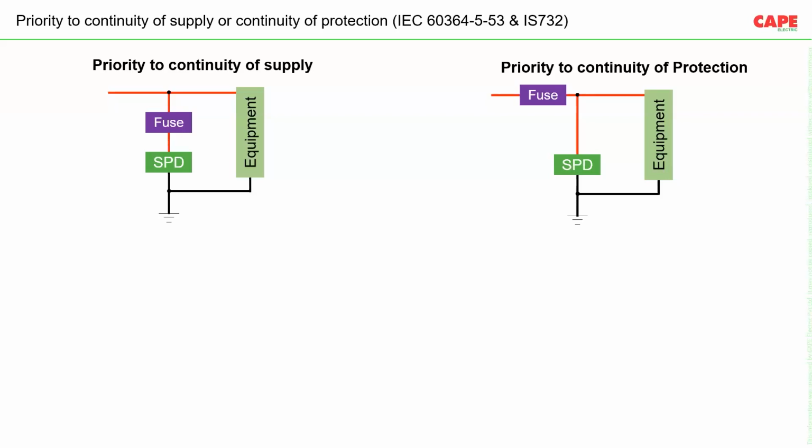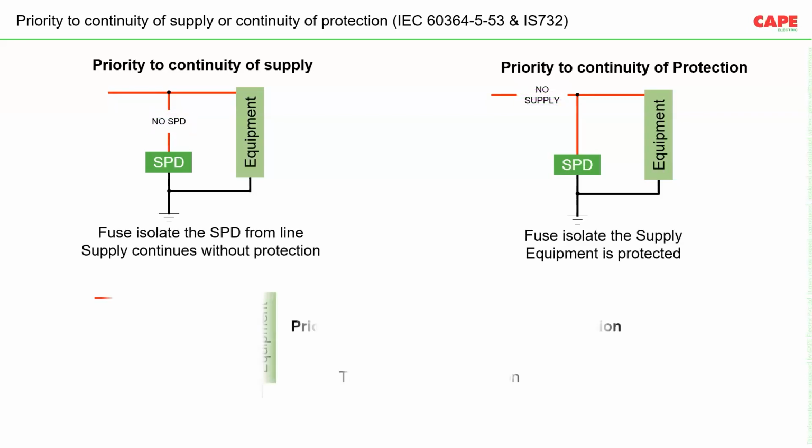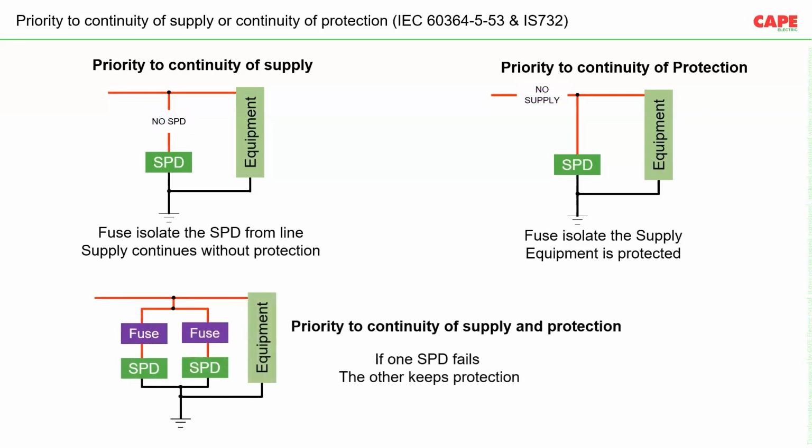So these are the two basic uses of the backup fuse. One, to ensure priority to continuity of supply. Second, to ensure priority to continuity of protection. Now, the third case is if we want both priority to continuity of supply as well as priority to continuity of protection. In this case, we use an SPD with a redundant feature.